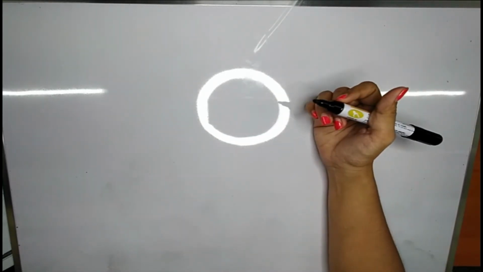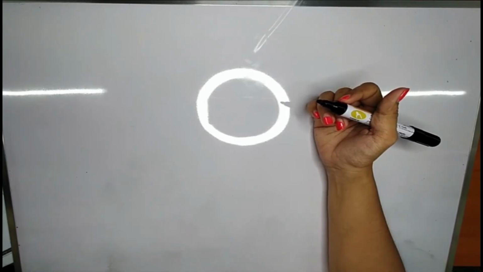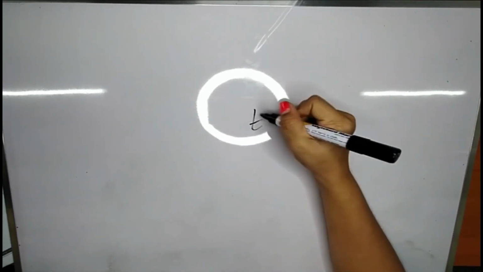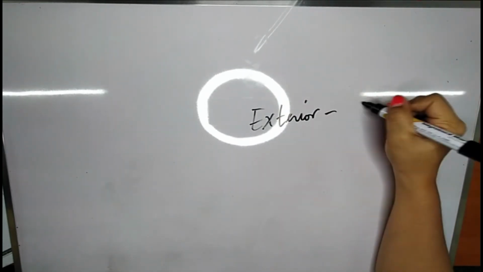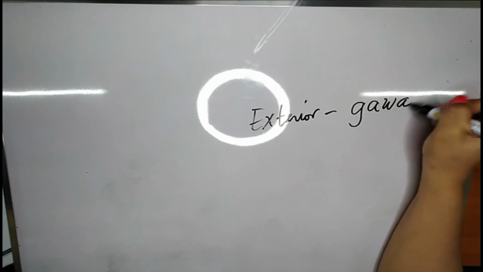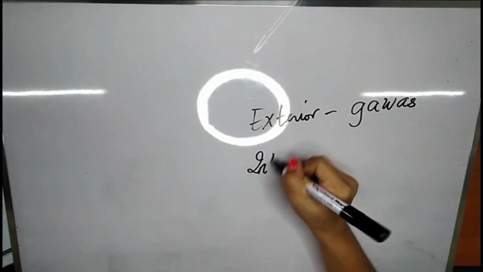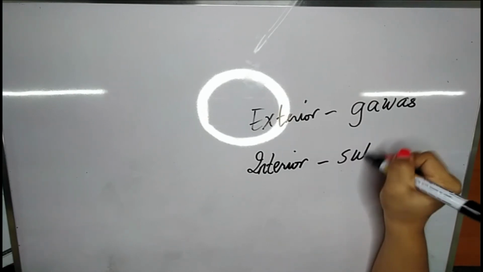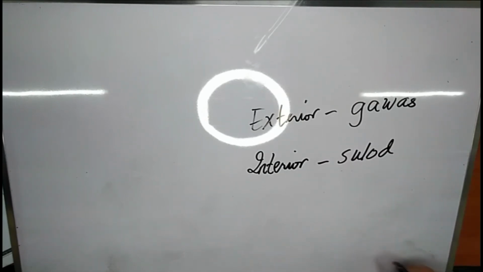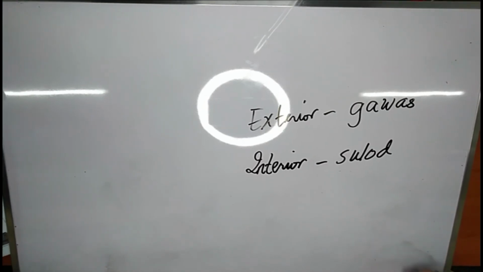In layman's terms, exterior means it is on the outside, and interior is on the inside. Okay? So, what is an exterior angle in a triangle?